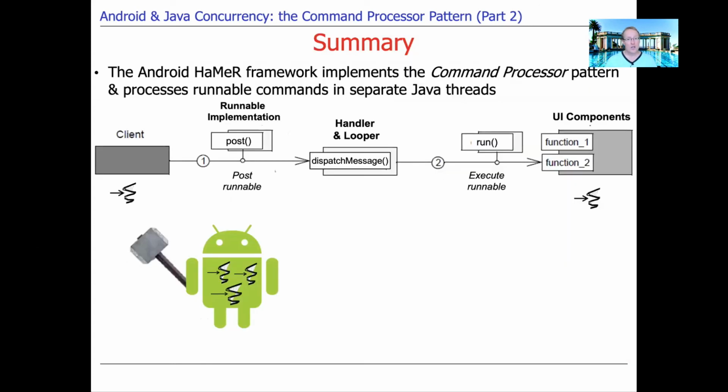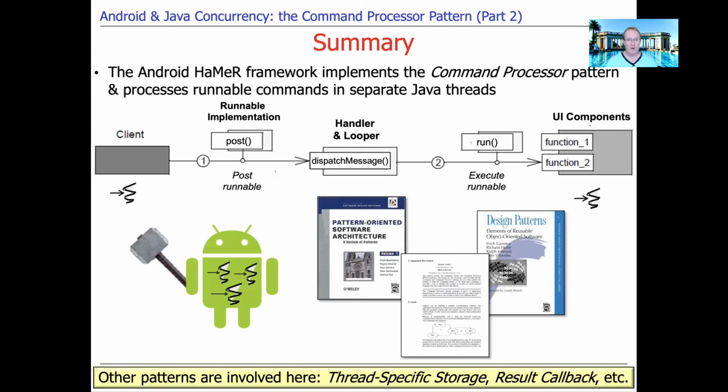So to summarize this discussion of the command processor implementation in Android and Java, we focus primarily here on walking through the Android Haemer framework implementation of the command processor pattern and showing how you can use it to pass commands from a background thread to the user interface thread. There are other patterns involved, which we'll talk about shortly. There's things like thread-specific storage and result callback and guarded suspension and all these kinds of good things, but that's a little outside the scope of what we're talking about here.